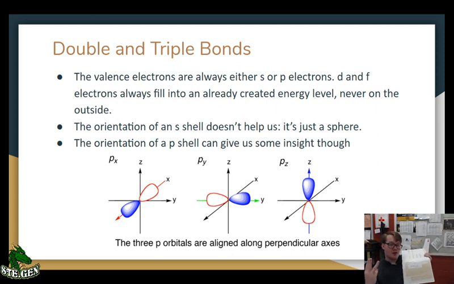They'll be back in the third energy level, but by that time, we will have gone and put electrons in the fourth energy level. So only the S and P electrons will ever be involved in bonding because they will only ever be the ones on the outside part of the atom. So the orientation of an S shell doesn't help us because we just talked about you just rotate a sphere. It doesn't do anything. But the P shell actually may give us some insights.